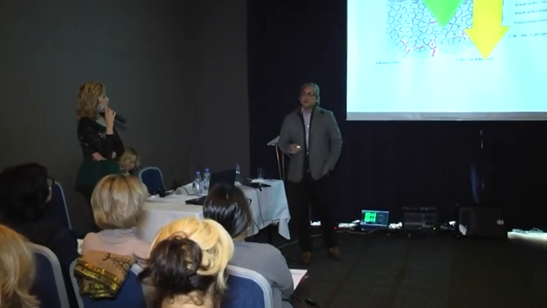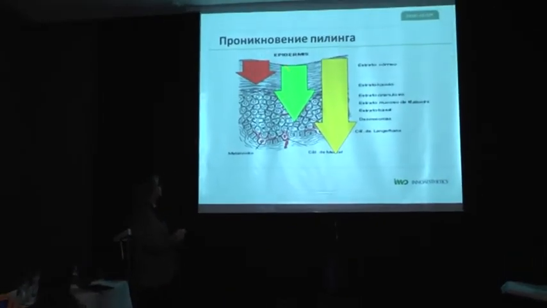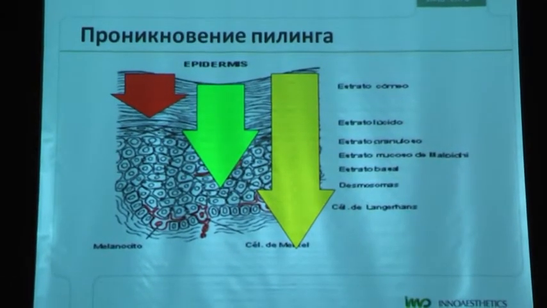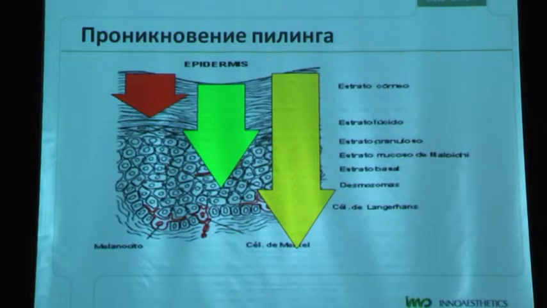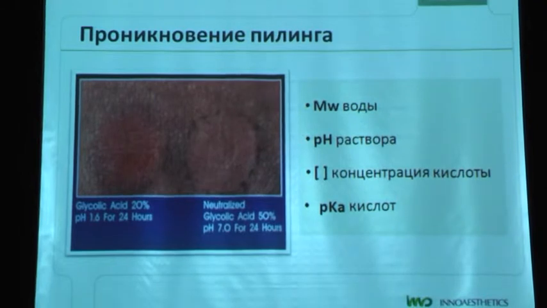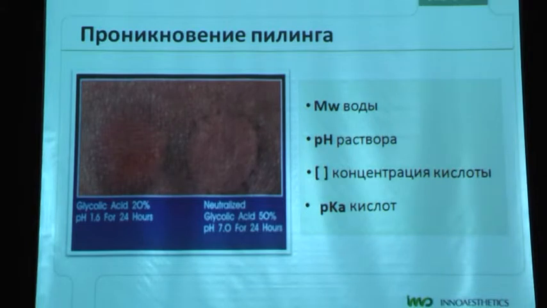Next. The most important is to identify how deep the different acids are going to arrive. Прежде всего нужно понимать, на какую глубину способны проникать различные кислоты. And what's the level that we want to work? И каков уровень, на котором мы должны работать. Next. The peeling penetration depends on 4 different variables. The molecular weight of the water, the pH of the formulation, the concentration of the acids, and the pKa. И проникновение пилинга зависит от 4 основных характеристик. Это молярная масса воды, pH раствора, концентрация кислоты и также непосредственно показатель кислотности, pKa кислот.